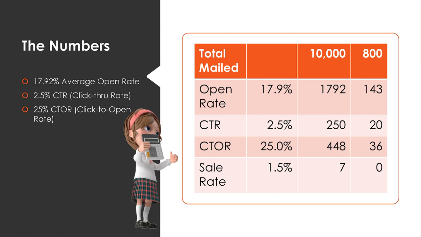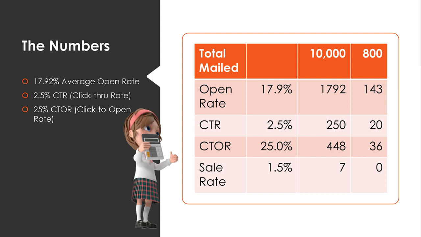Then there's another rate, which is called the click-to-open rate, or CTOR. This is a really critical metric to track. It's even more important than your open rate. The CTOR is a measure of the people who opened your email, what percentage of them clicked on something. That's a much more important indicator of effectiveness because it's saying of all the people who open the email, how many actually take action. And your sale rate is largely based on your CTOR, not your CTR.